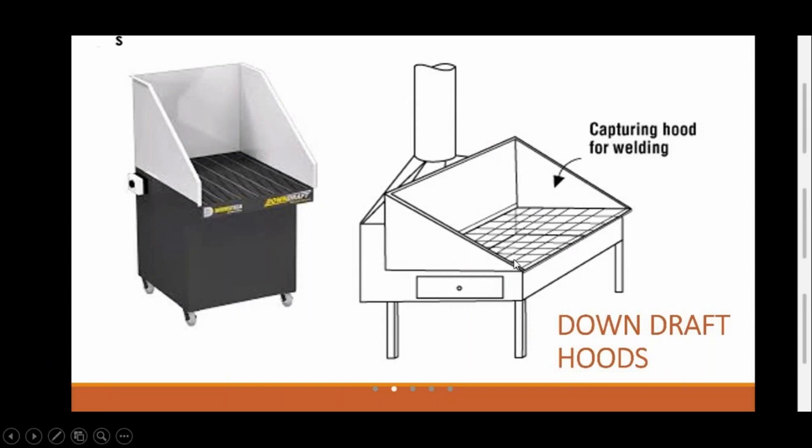And this is another type of hood, the down draft hood. This is used where the contaminant is heavier than air, where the specific gravity or density of that contaminant is greater than air. Then we induce the air downwards, and it is moved towards the duct side, then it is filtered, and then it is discharged. This is the down draft hood.